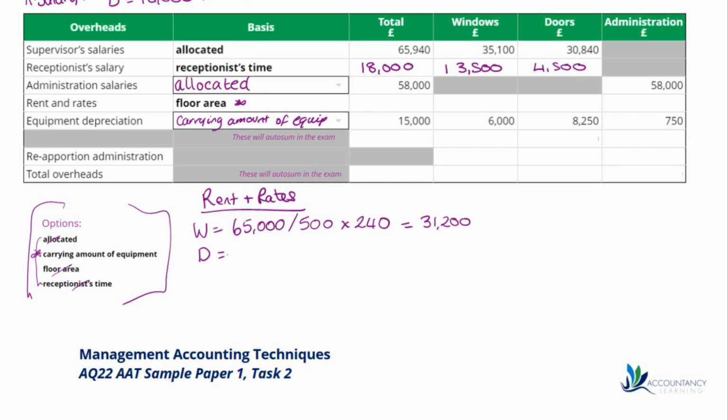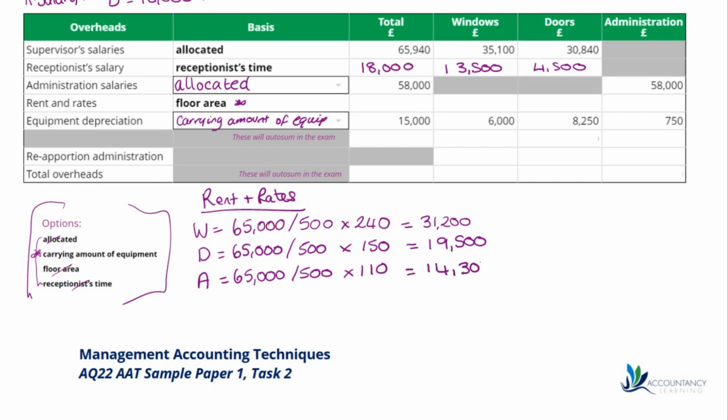Then we're going to do the same for doors. So again, 65,000, divide it by the total square meterage, and then multiply it by the square meterage for doors, and you get 19,500. And for the administration department, you do the same calculation, and you just times it by the 110 square meters to get the administration share.